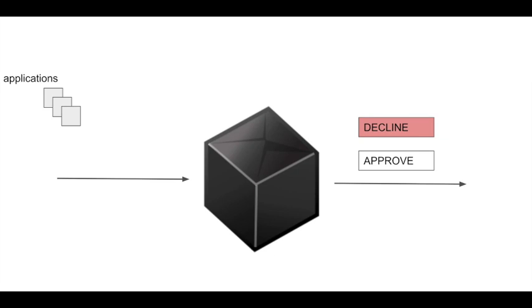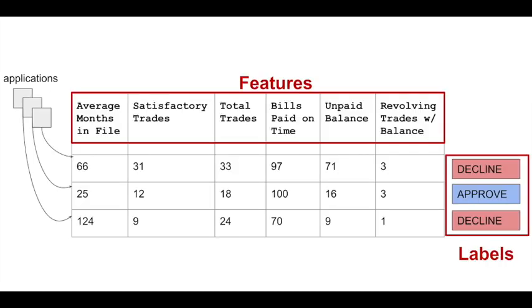Before we move on, it's important to clarify an important aspect about how a machine learning model makes such decisions. Each application in the credit card example is described by a number of predefined characteristics, which we call features. And such features are used by the machine learning model to assign a specific outcome, which we call a label.